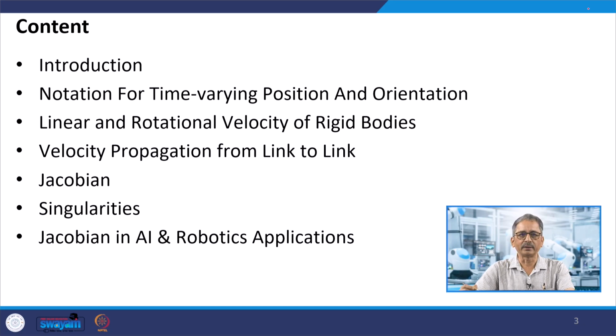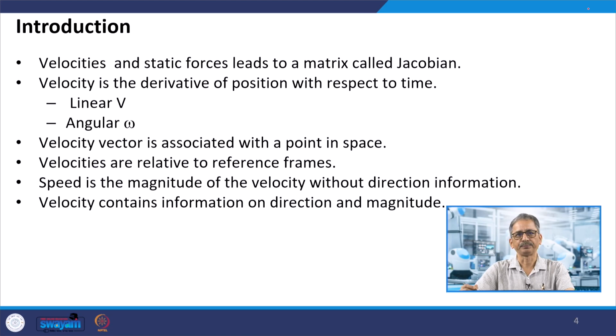The content for this lecture is: I will be introducing the topic to you, then we will see the notation for time varying position and orientation. After that we will see the linear and rotational velocities of rigid bodies, velocity propagation from link to link, Jacobian, singularities, and Jacobian in AI and robotic applications.